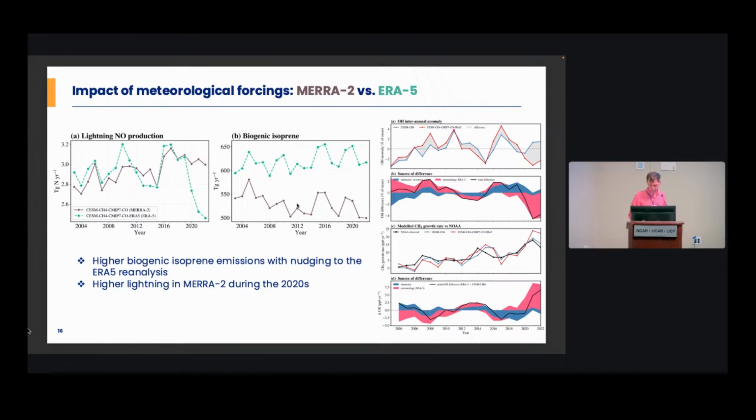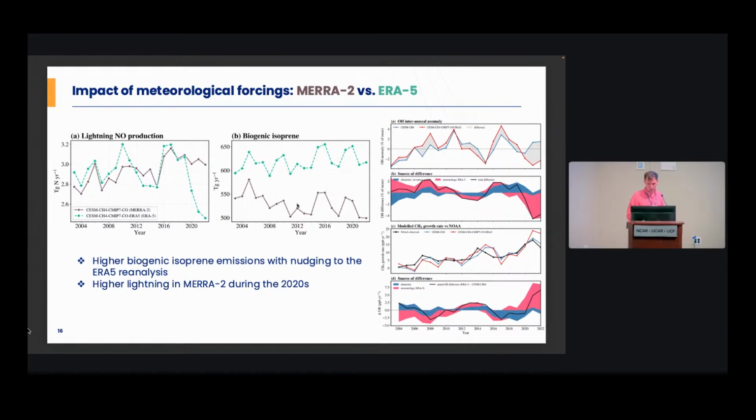But then if you look at the right here, we can quantify the differences in OH between those two simulations, the combined different effects of emissions and meteorology. And so you can see with the black line that the methane growth rate is very well simulated in both simulations, but with some slight differences that we can now analyze. For instance, the role of meteorology at the end of the period makes the simulation driven by ERA5 have much higher methane because there is less lightning emissions.